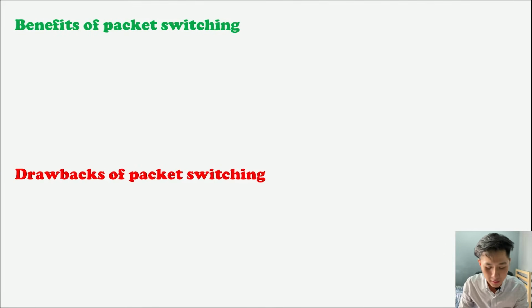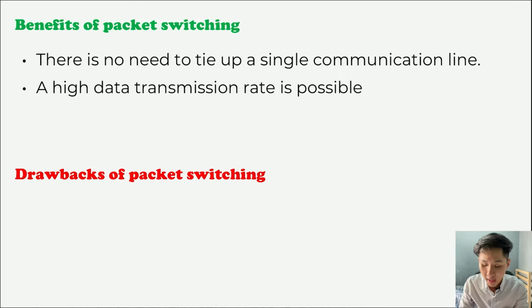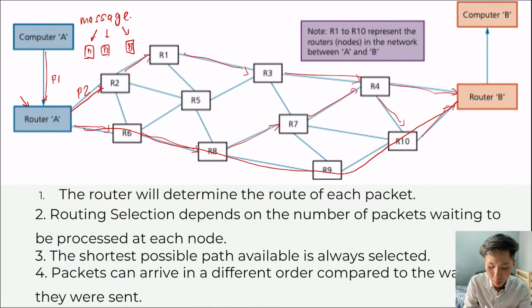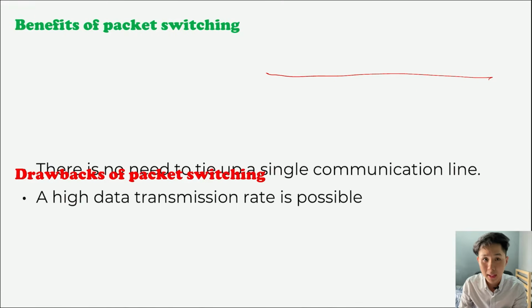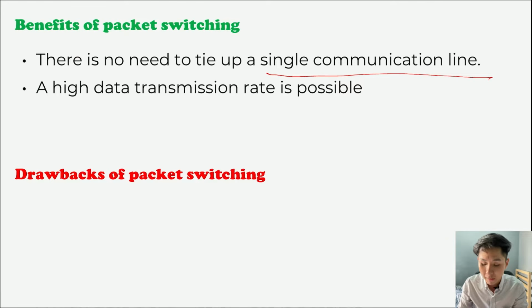And there are two benefits. There's no need to tie up a single communication line. Can you imagine that if we look back, if we only have one route here, and we have a lot of packets to send, just like how the traffic on the road is, the data transmission will be slowed down due to a delay. Therefore, with packet switching, since we are breaking the message into multiple packets, we don't have to tie up a single communication line. Each packet can be sent using a different route. And a high data transmission rate is possible because data can be transmitted quickly.